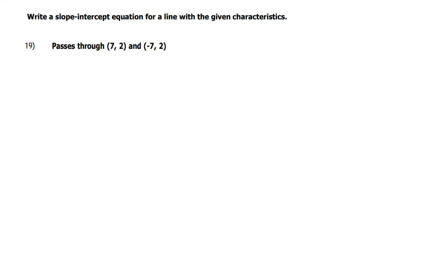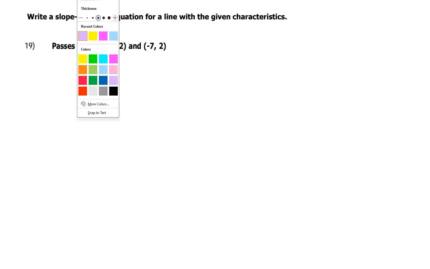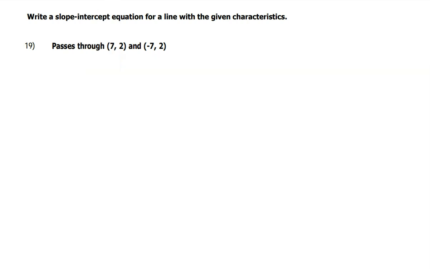Okay, number 19 looks almost identical to number 18. Write a slope-intercept equation for a line with the given characteristics, and they just give me two random points. So I could work number 19 the exact same way I worked number 18. However, if I'm observant and I look at those 2 points carefully, they have something in common.